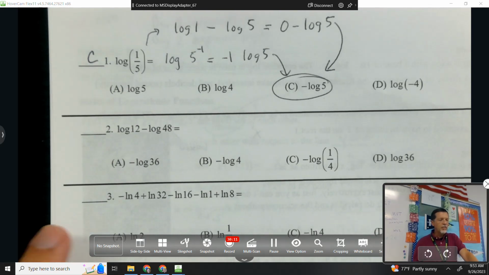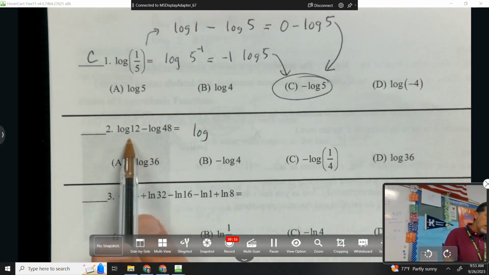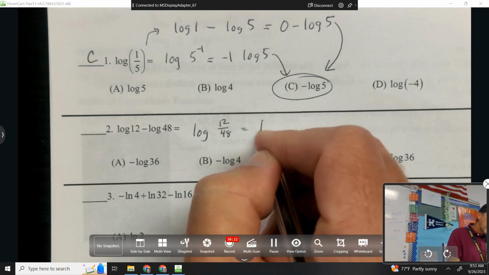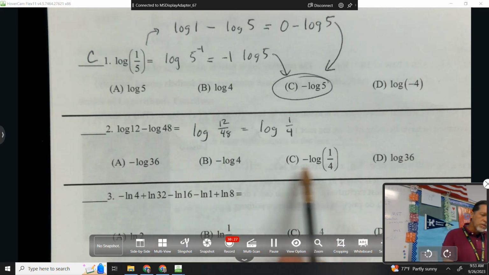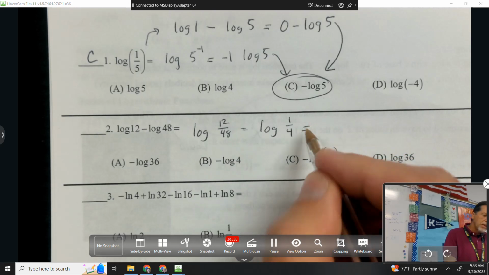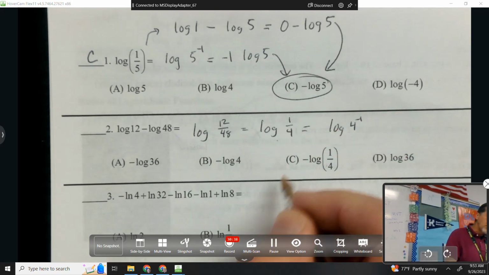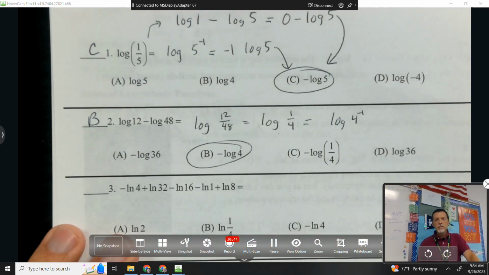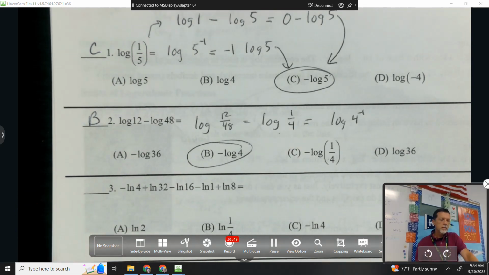Speaking of division and subtraction, let's see. So that could be log of 12/48, which is the same as log of 1/4, which I don't have as an option, but now this is sort of like number 1, right? I could rewrite that as log of 4 to the negative 1, and then move the negative out front. Or I could do this, split it up and do log of 1 minus log of 4. Either way.